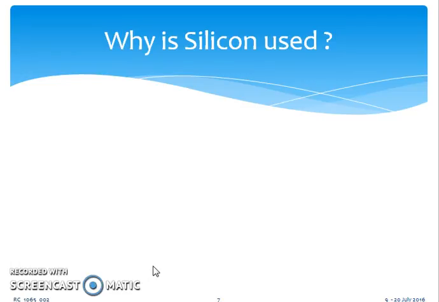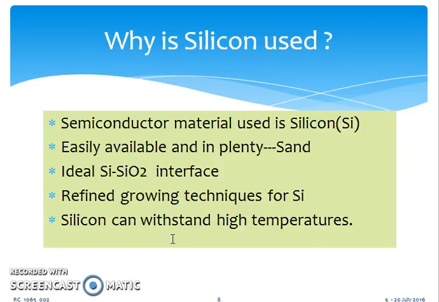Now I would like to ask you all, can you tell me why silicon is preferred as a semiconductor material as compared to germanium and gallium arsenide? That was explained before the starting of this video. Can you recollect? Fine. So that's the answer.